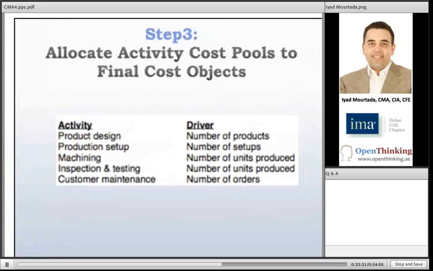And then we allocate, what are the drivers? For this machine, what is the cost related to it? For this machine, we are always doing setup. So each setup will represent certain costs. We need to understand how much this costs. So for Coke, how many setups did we do? 3, for example. For another product, water, how many setups did we do? 2. So we allocate the cost based on that.